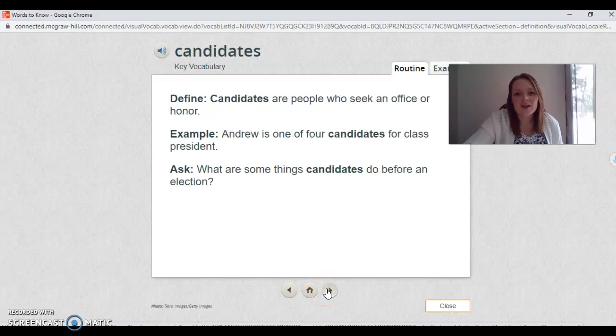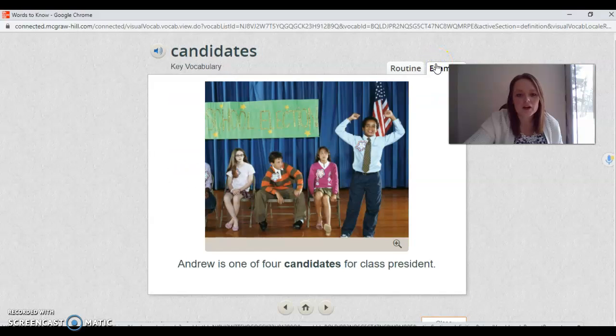We have candidates. Candidates are people who seek an office or honor. Let's look at our example. Andrew is one of the 4 candidates for class president. The last 2 candidates in our presidential election were Joe Biden and Donald Trump. They were candidates. They were the 2 people that were running for office.